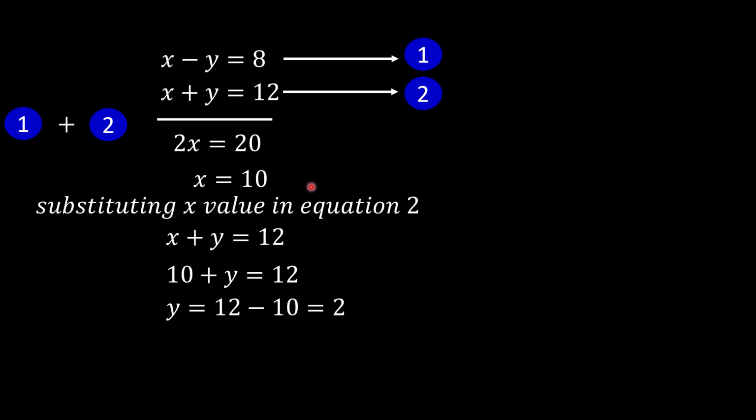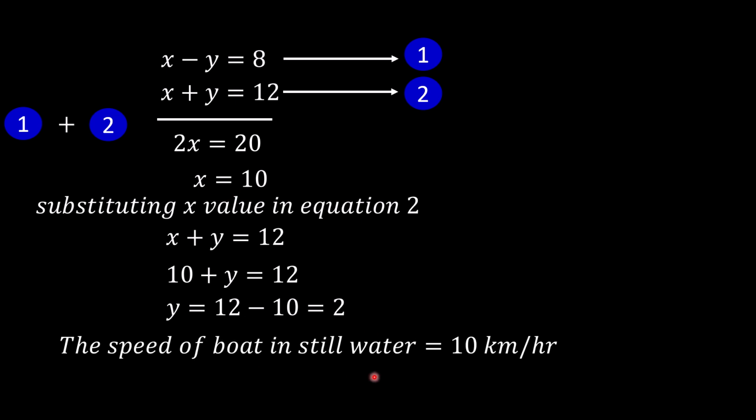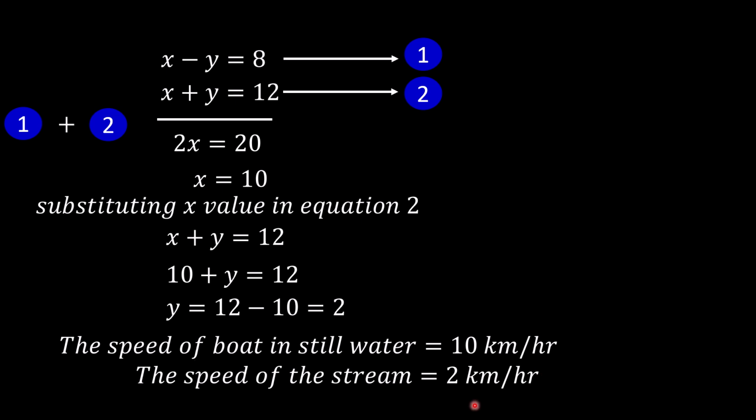So we got the answer, that is the x and y values. The speed of boat in still water, x, is equal to 10 km per hour, and the speed of the stream, the y value, is 2 km per hour.